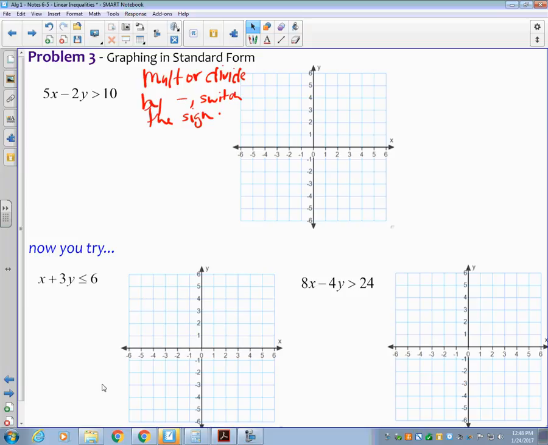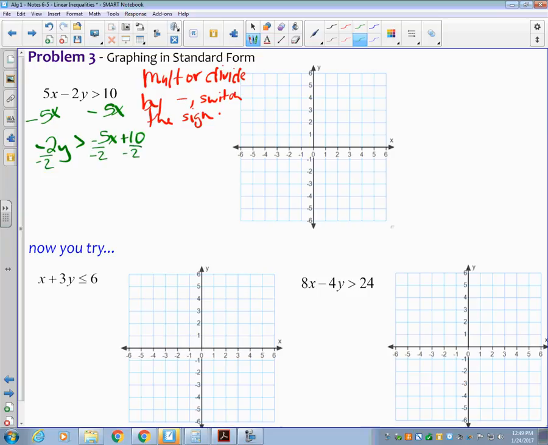So in this case, I want y on the left and everything else on the right. So I'm going to subtract 5x from both sides. I'm going to write the x's first because I'd like to have the slope first. So that's negative 2y greater than negative 5x plus 10. Then we're going to divide both sides by negative 2, which means everything gets divided by negative 2.